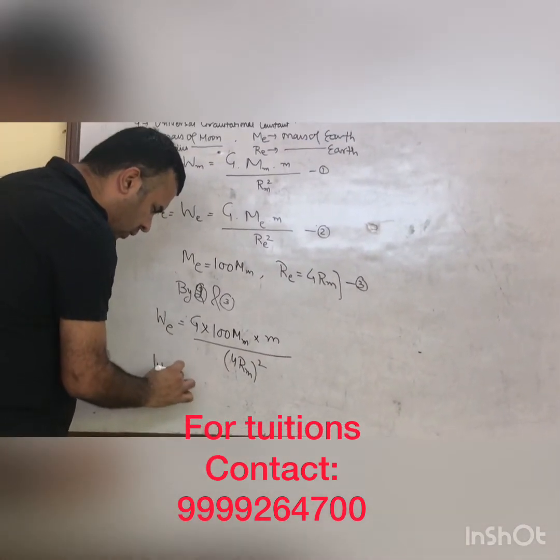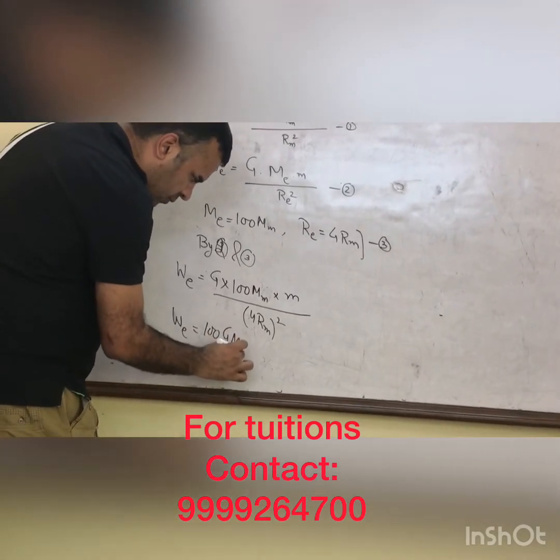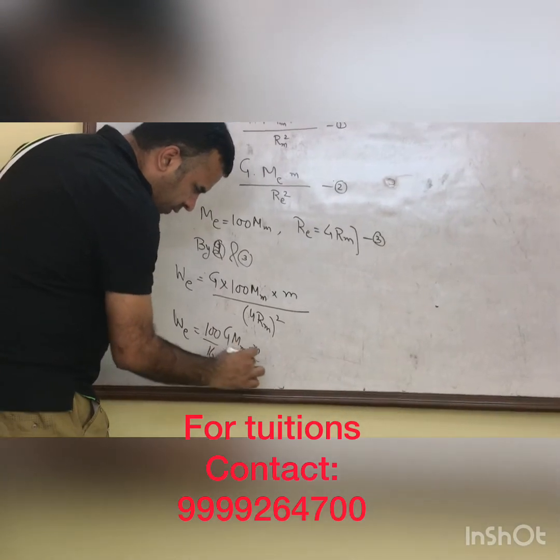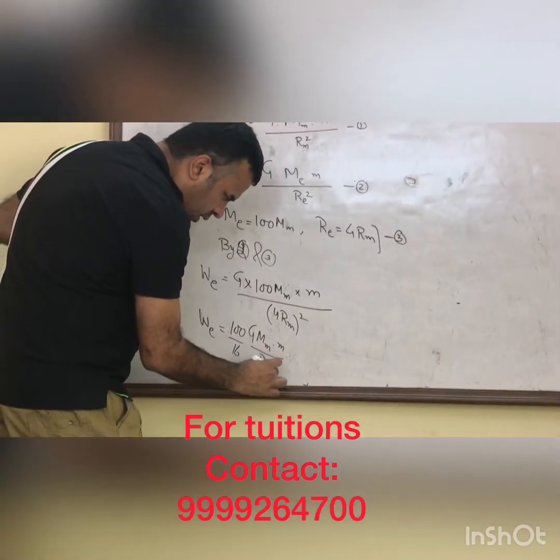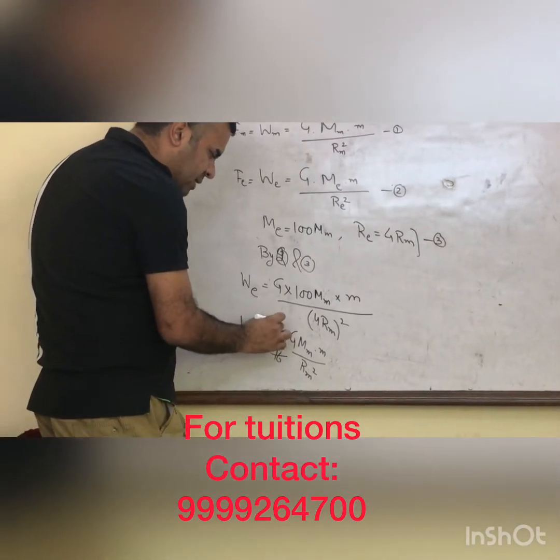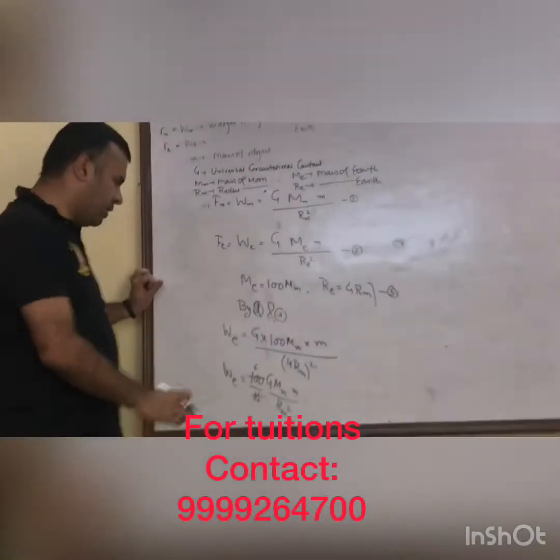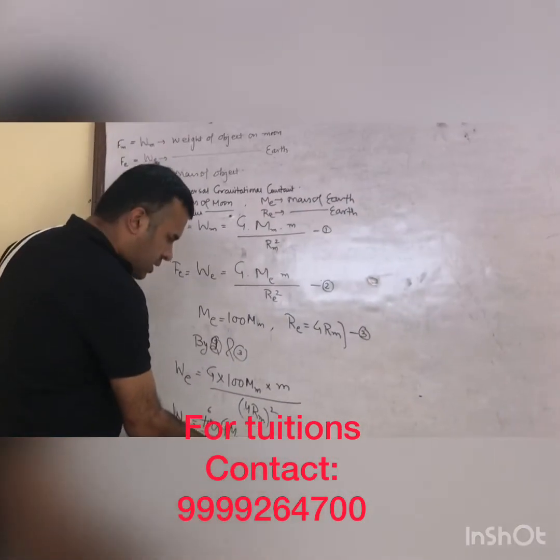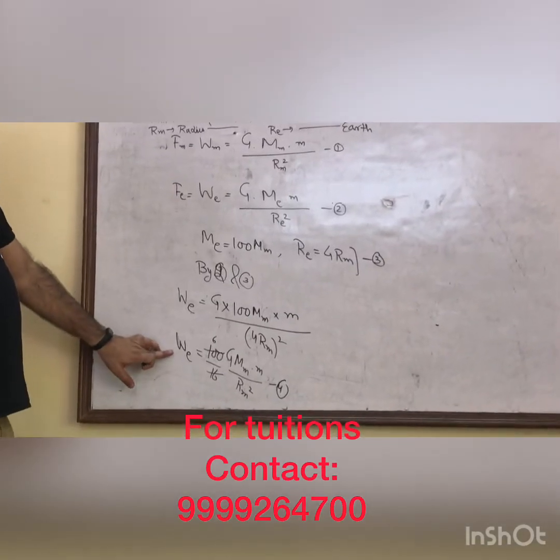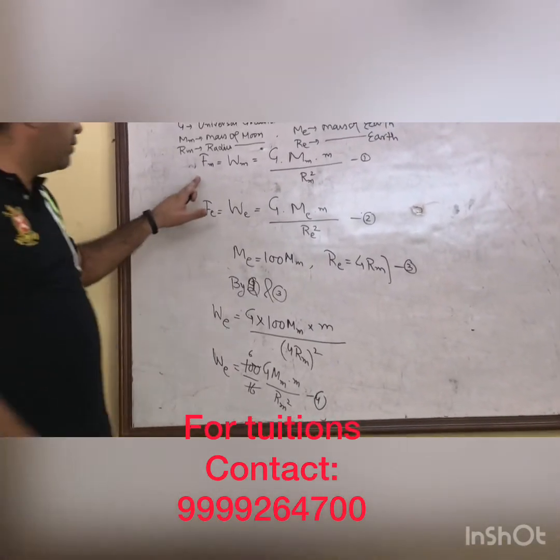If you solve all this, you will get 100 capital G mass of moon into small m by 16 and further by Rm square. You know 100 by 16 is 6.25, but we will take it like this, 6 point something we will equate with 6 only, right? So this is equation number 4. Please note it down. Now you compare this equation number 4 with equation number 1.